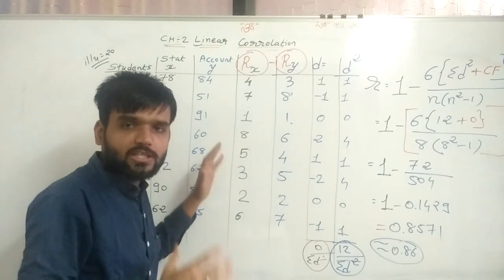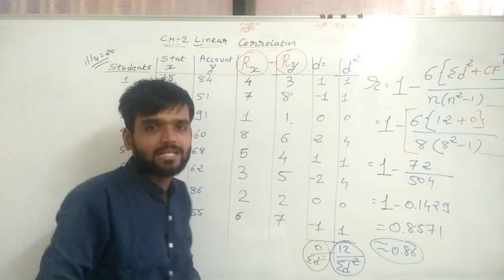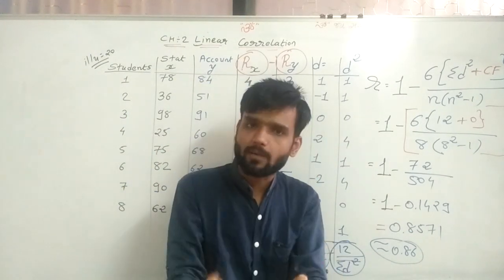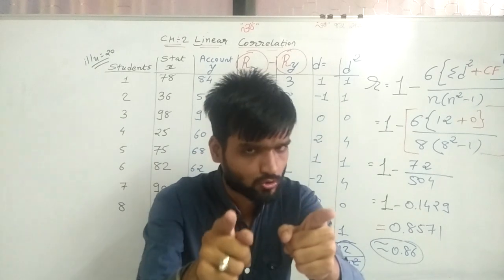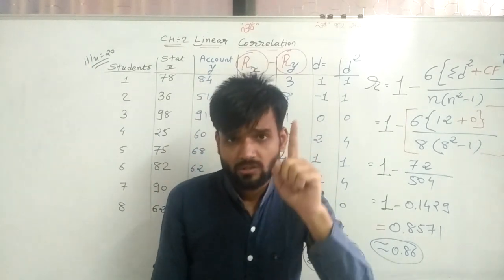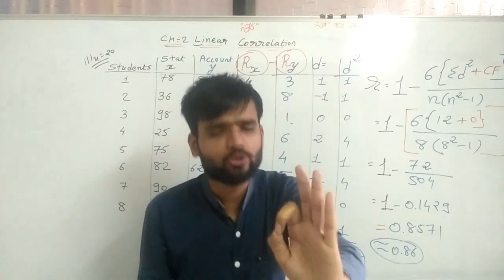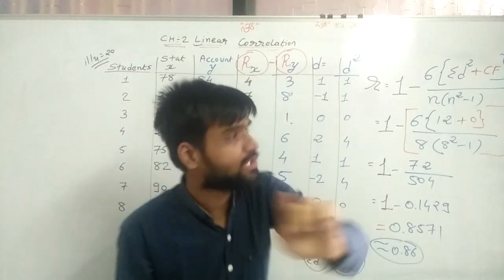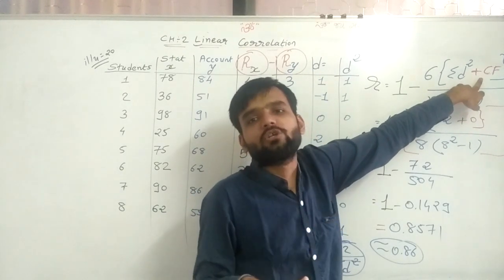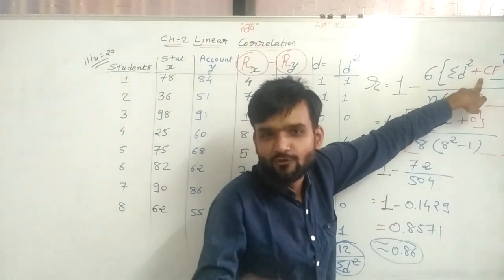Clear? So in this way we can solve a sum by the rank correlation method, and I am confident that all of you understood each and everything. Thank you very much. Next time we will do the sum in which CF is there. Today we are not doing that sum. Thank you very much.